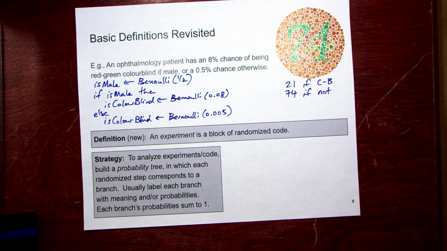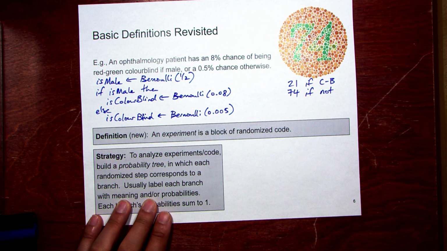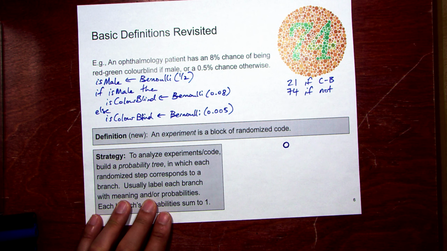Okay, we have a few new definitions and some old ones. First one: an experiment is a block of randomized code. That randomized code will translate into a probability tree. So how does a probability tree work? Each randomized step in the algorithm will generate a branch.